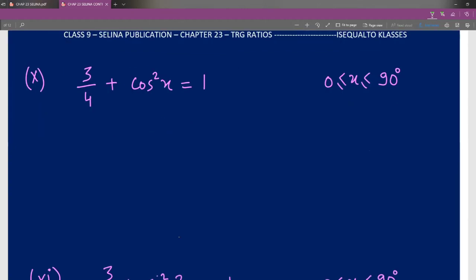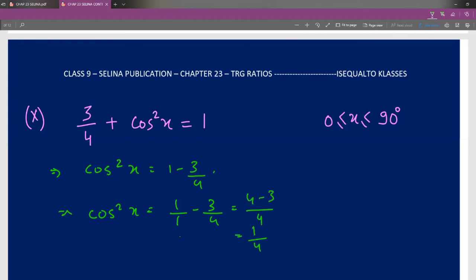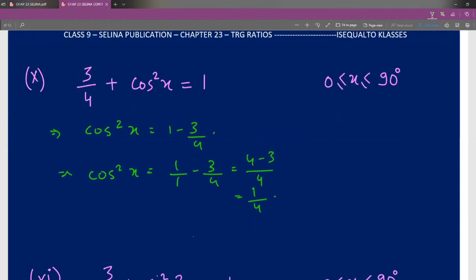Moving on to our next subpart, the same logic is applicable. Cos square x is equal to 1 minus 3 upon 4. So first we'll solve the RHS. We leave the LHS as it is. 1 minus 3 upon 4 will be equal to 4 minus 3 upon 4, that is 1 upon 4. So therefore, I can rewrite this as cos square x is equal to 1 upon 4.